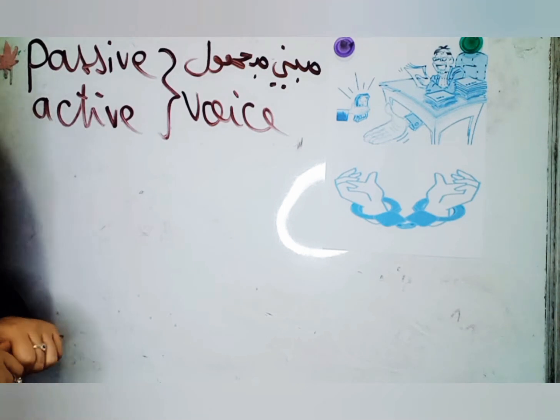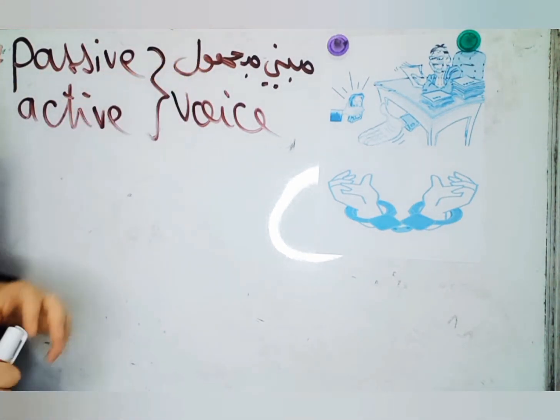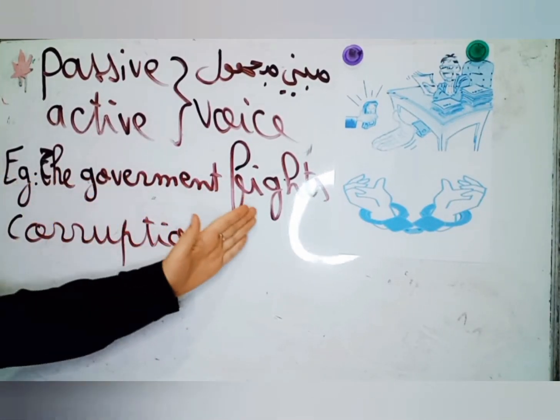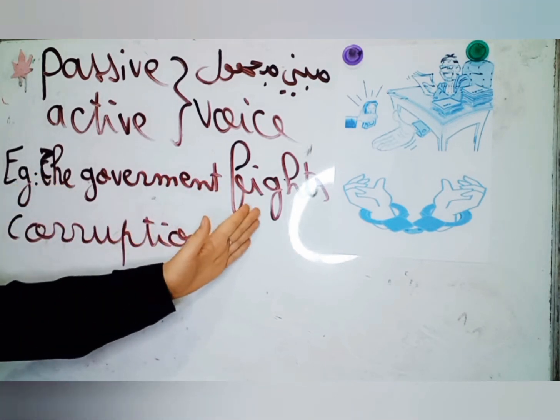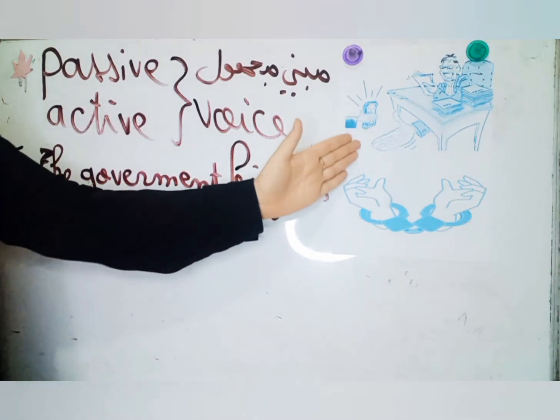Today's lesson is about passive voice. What does passive voice mean? مبني للمجهول. The first example given here: the government fights corruption. Government الحكومة, fights تحارب, corruption الفساد. Like it's shown here in this picture.